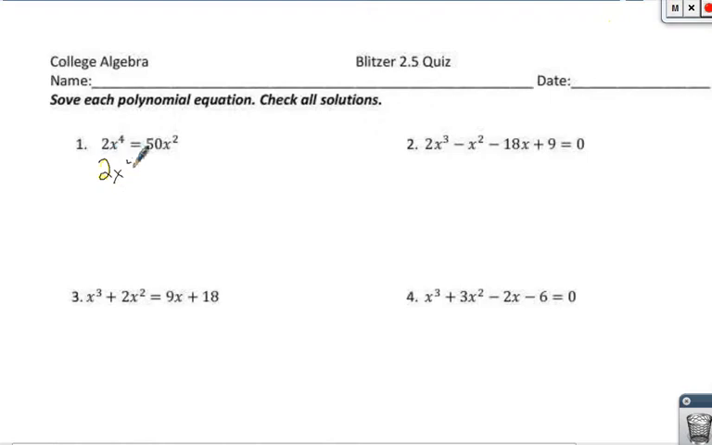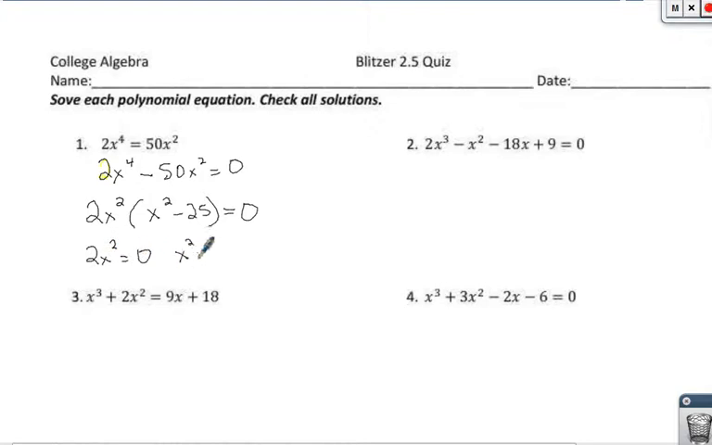So if we subtract the 50x squared, it's a minus 50x squared, and we set it equal to 0. So now we've noticed that both this term and that term have a 2x squared in common. So we factor out the 2x squared, leaving us with an x squared minus 25 in parentheses. And applying the zero product principle, either 2x squared has to equal 0, or x squared minus 25 has to equal 0. One of these two values must be 0 in order for their product to be 0.